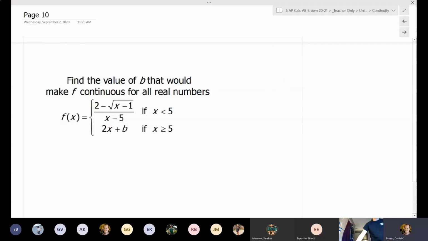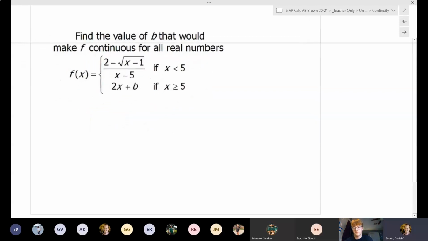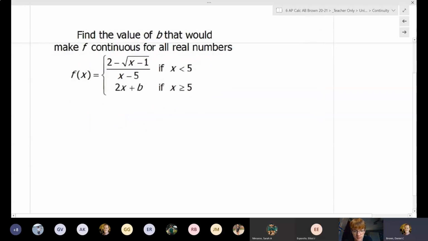So this one, instead of discussing the continuity, I did want to kind of change it up a little bit. I do have another one like this, but I'm going to save it as a warm-up for after the long weekend to see how much we remember and forget.